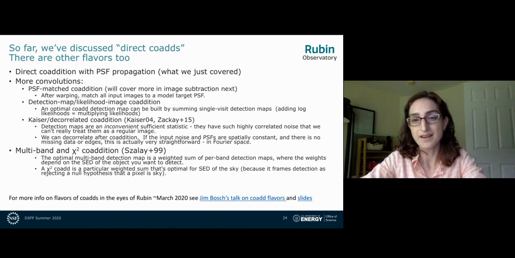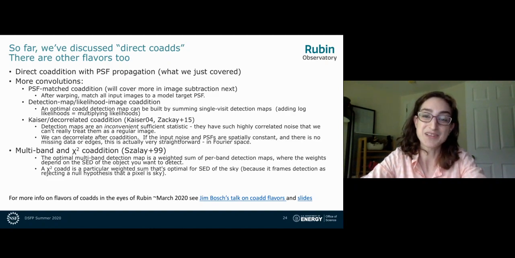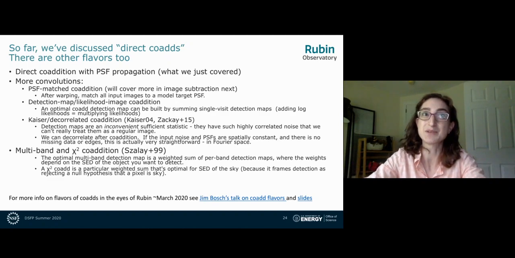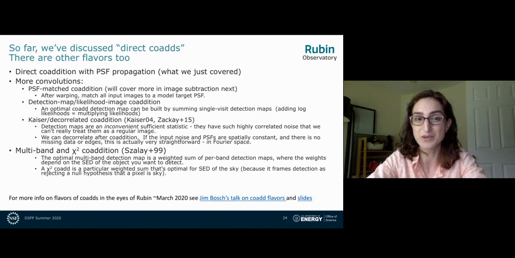And the optimal weighting of the different bands depends on the SED of the object that you want to detect. It would be unwieldy to do this for every type of astronomical object that we can think of. And also, we don't want to bias the detection to particular types of objects. So the way around this is to build one that is optimal for the SED of the sky, because it frames detection as rejecting the null hypothesis of the pixel being sky. And we call this the chi-squared coadd.